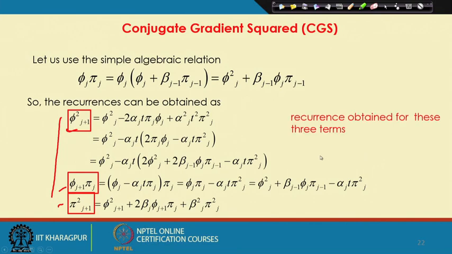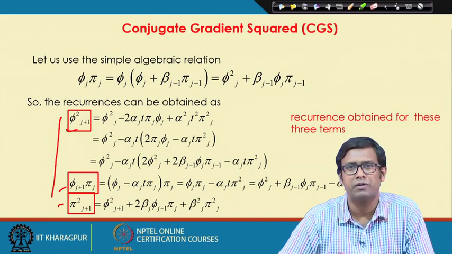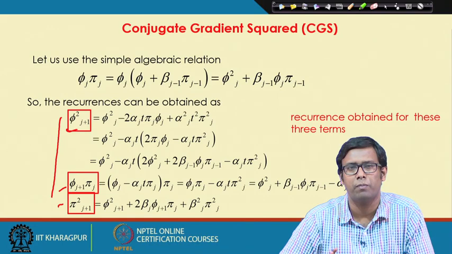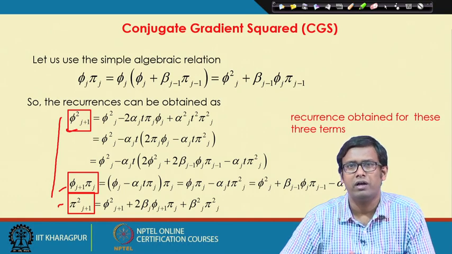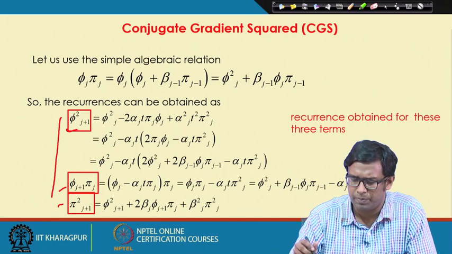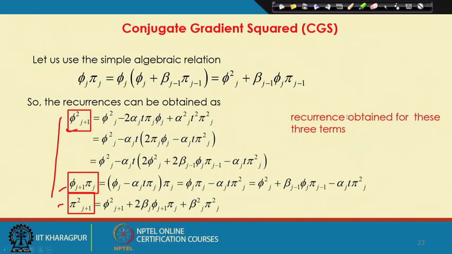So, recurrence is obtained for these three terms, and now we will see how this will help us. Remember, for r and p we have expressed in terms of phi and pi, and we obtain the alpha in terms of phi and pi instead of directly writing it in terms of matrix vector and vector vector products. So, with this recurrence, how can things be helped?